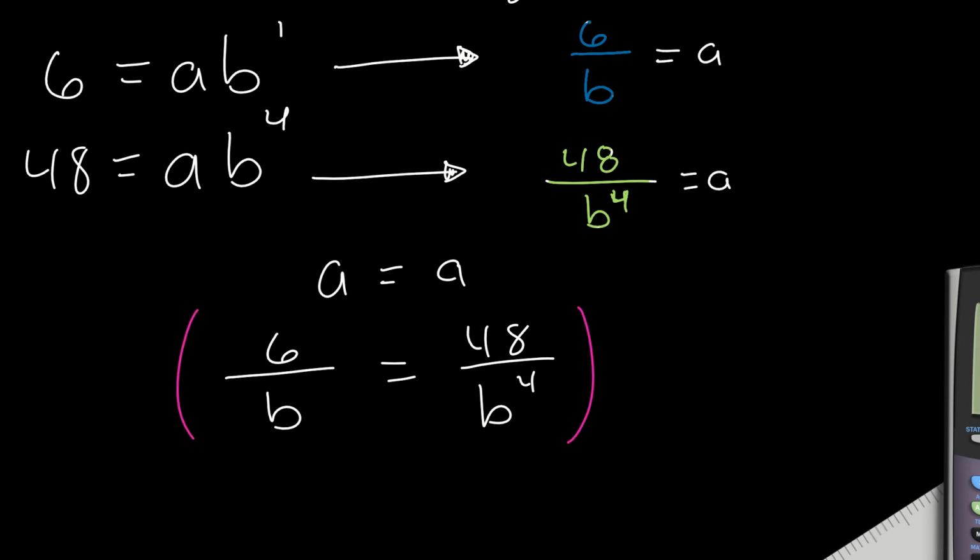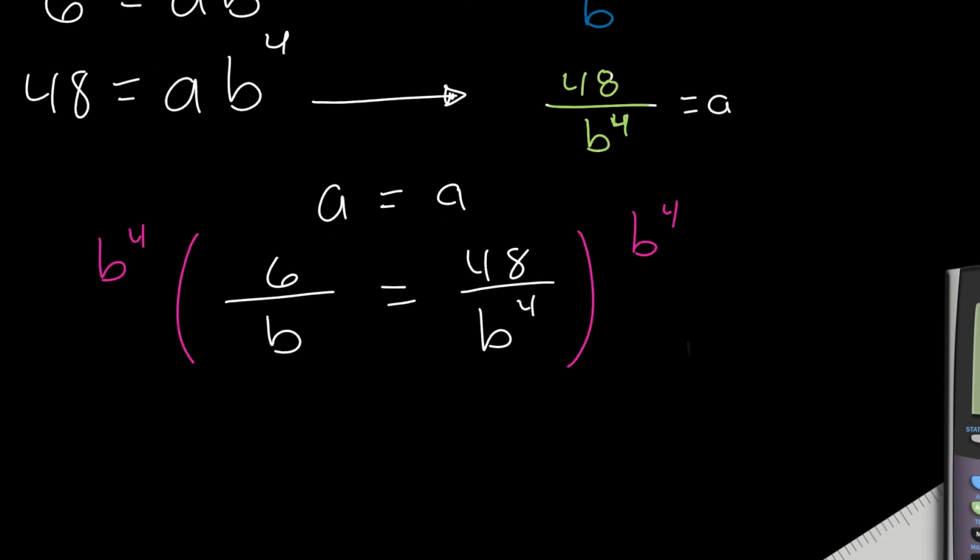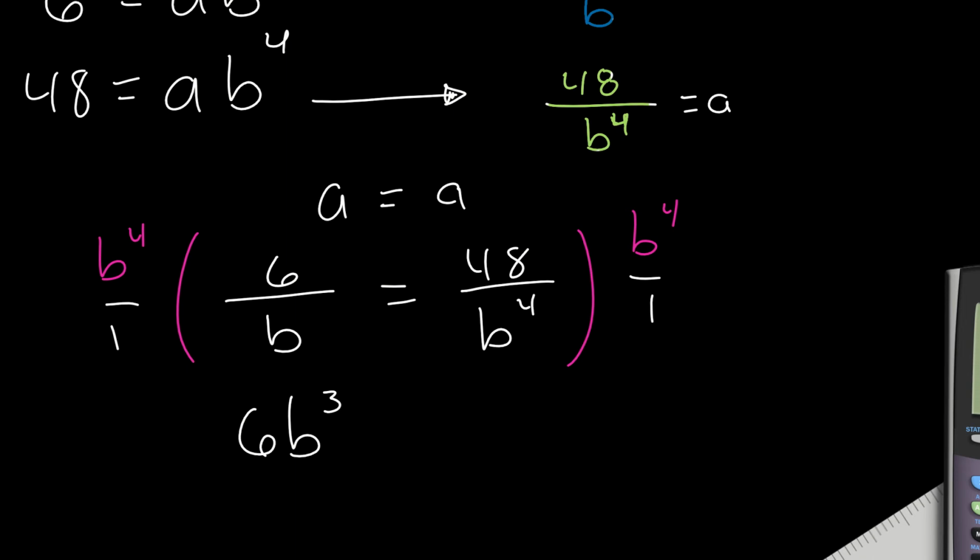The next thing that I'm going to use is fraction busters. I'm going to multiply both sides of this equation by b to the fourth power. When I do that, the left-hand side is going to become simply 6b cubed. Think about it, right? When I multiply by b to the fourth, that's pushing that across the numerators. b to the fourth over b is b cubed in the numerator. So I've got 6b cubed, and that equals the number 48.